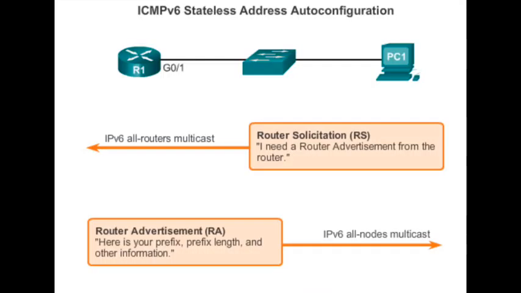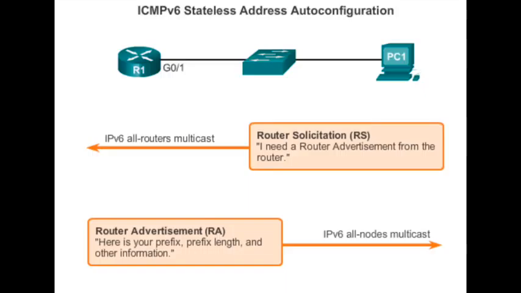Similar to IPv4, IPv6 global unicast addresses can be configured in a dynamic way. There are only two ways that this can happen. The first one is stateless address autoconfiguration, in which the device obtains its IPv6 global unicast addresses without the use of a server.